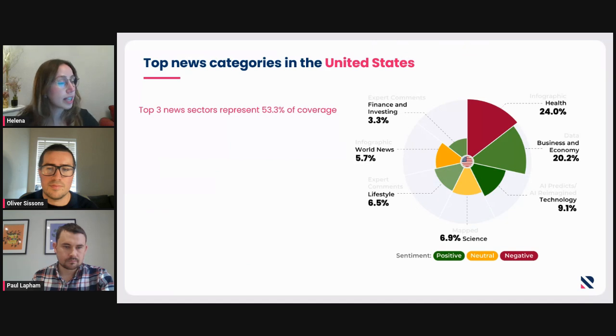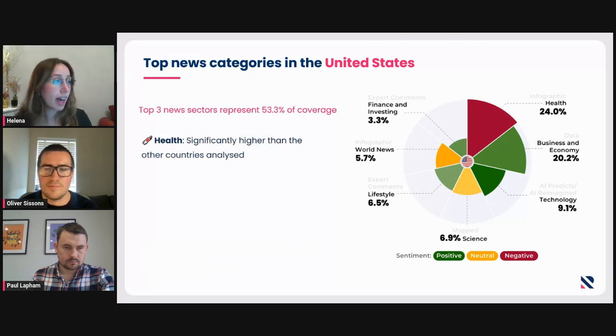The top 3 news sectors in the US represent over 50% of the coverage of the whole country. We have health, which is significantly higher than any other country analyzed and comes in first place. It means that 1 in 4 articles in the US comes from the health news category.